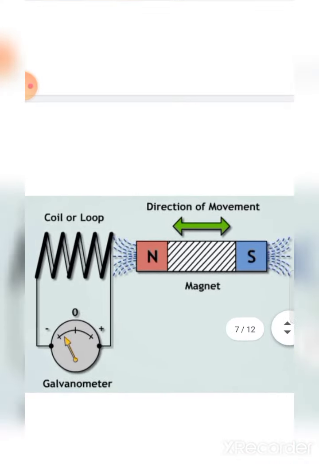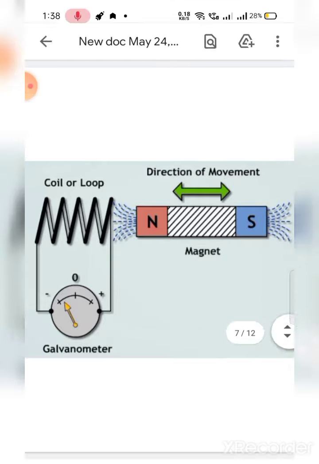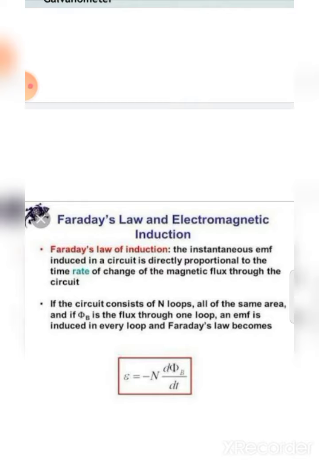The diagram indicates the magnet can be moved in both directions. The magnet can be moved towards the coil or away from the coil. Suppose the coil and the magnet both are at rest, then there is no deflection in the galvanometer. When the magnet is moved towards the coil, there will be a right deflection in the galvanometer. When the magnet is moved away from the coil, there will be a left deflection in the galvanometer. Now, let us see.